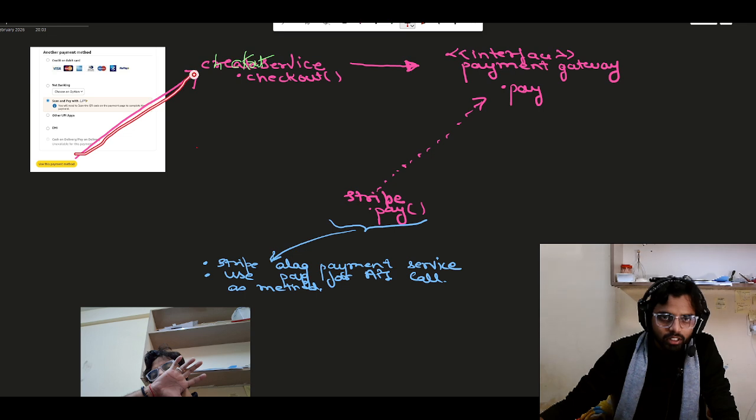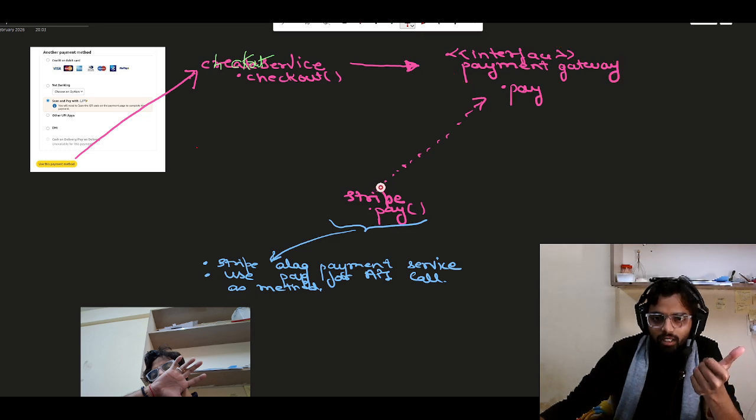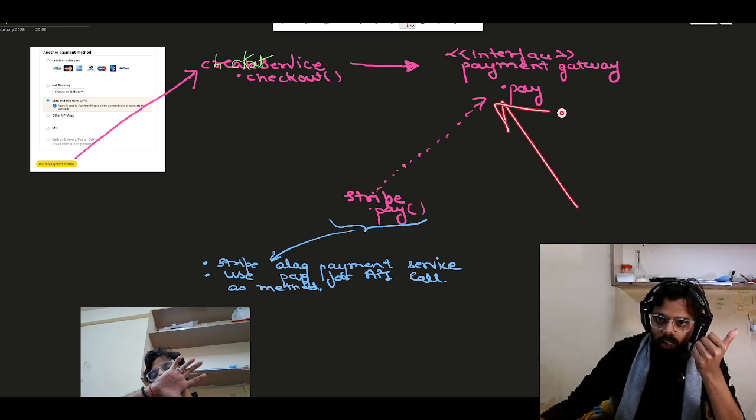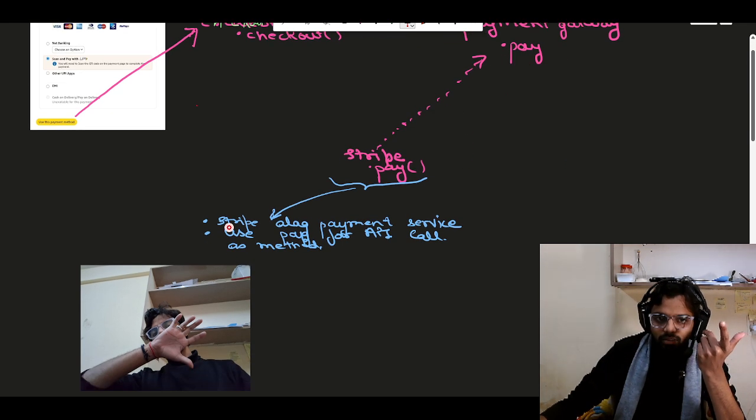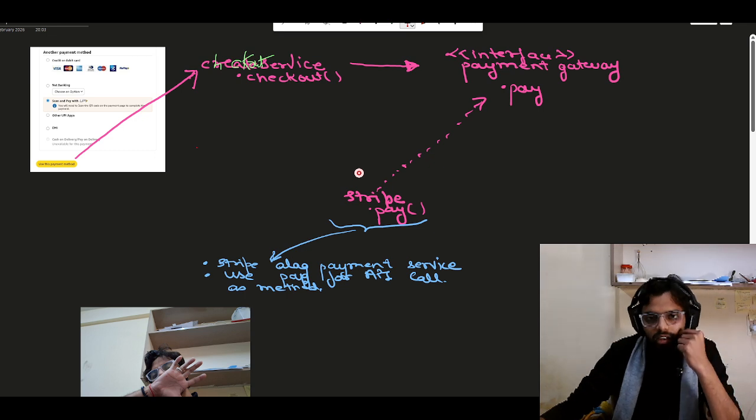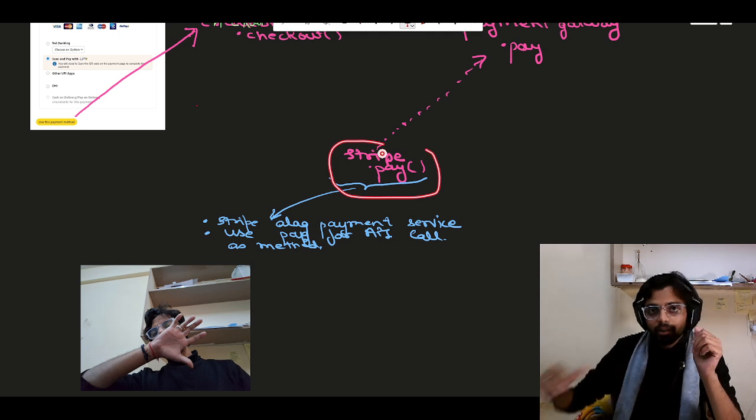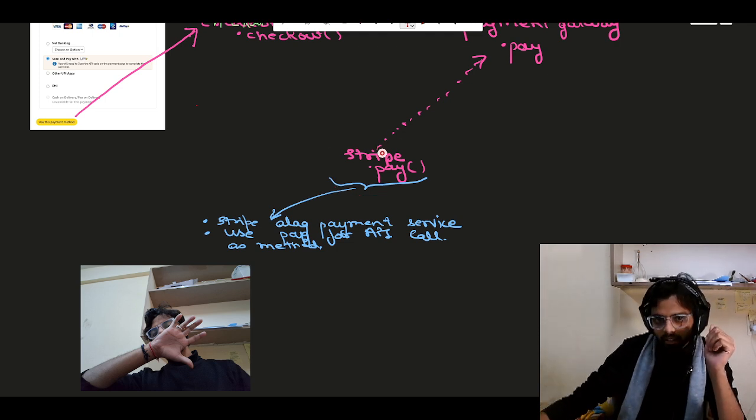Whenever I click on the checkout service, it will go to the interface of the payment gateway, and that payment gateway is being implemented by Stripe. If I have to add Razorpay, I will just add Razorpay here. This is what my thought process will be initially. But Stripe is a separate third party, so it has a method pay.